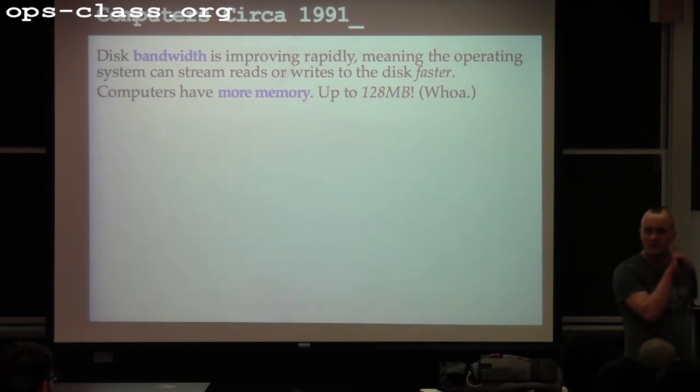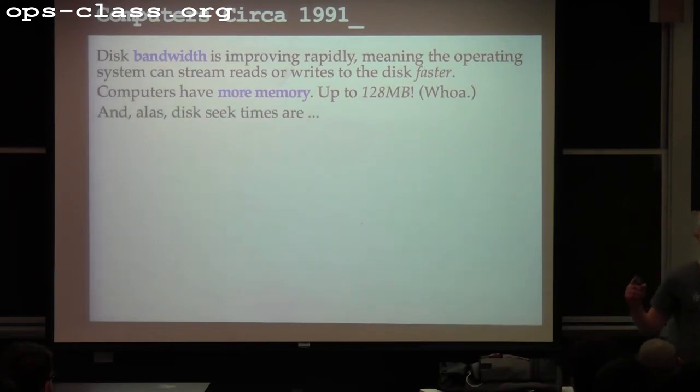What's that? Caching? Caching, right? But at the same time, disk seeks, right? So let's keep in mind the thing about disks that does not improve very fast. I'm getting data to the disk faster. The disks are getting bigger, memory is getting bigger, but disk seeks are still super slow, right?